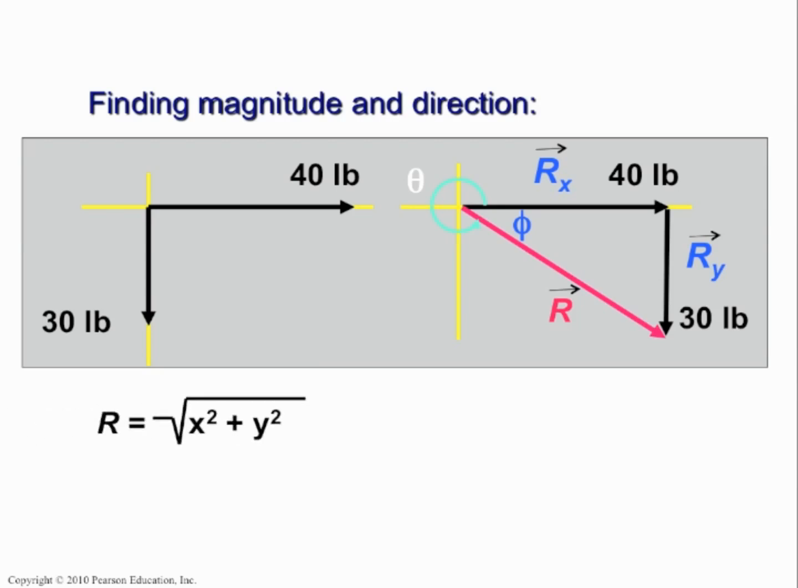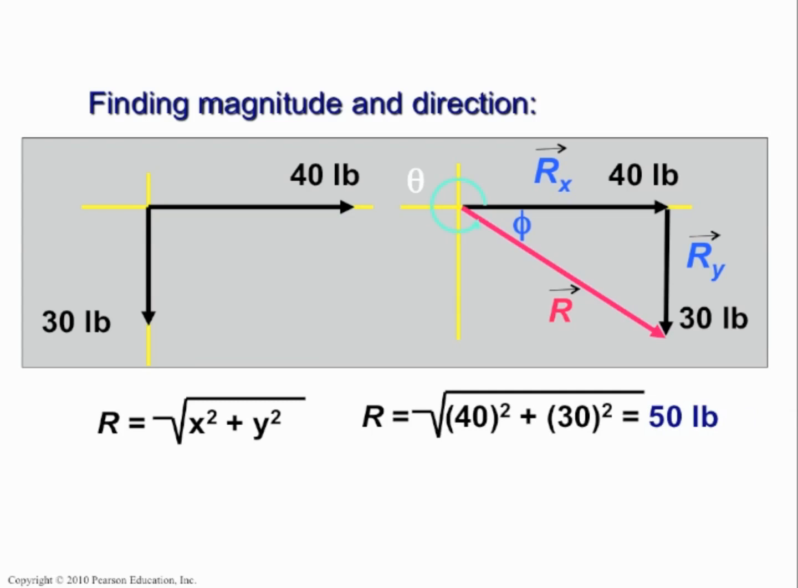Okay, so the magnitude, r equals square root x squared plus y squared. You should have come up with this. That would be a magnitude of 50 pounds for the resultant. And phi equals inverse tangent 30 over 40. And that is an angle of 37 degrees southeast. Remember, if you did this on your calculator and didn't get that angle, you need to check and make sure that you are in degrees rather than radians.